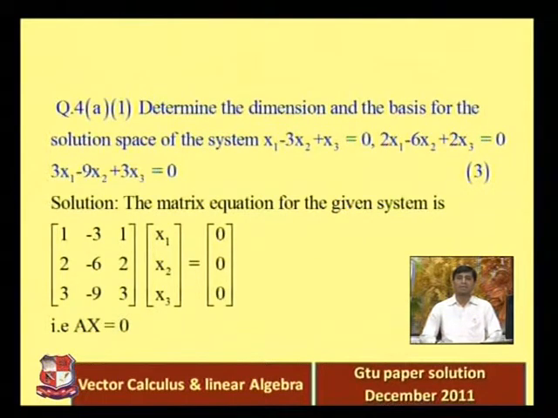Determine the dimension and the basis for the solution space of the system. We have 3 equations: x1 minus 3x2 plus x3 is equal to 0, 2x1 minus 6x2 plus 2x3 is equal to 0, and 3x1 minus 9x2 plus 3x3 is equal to 0.